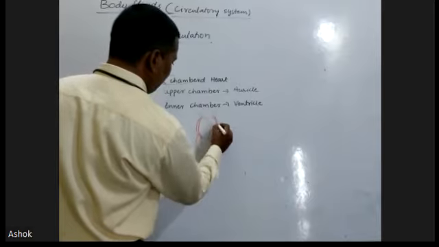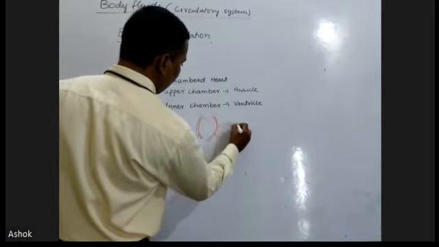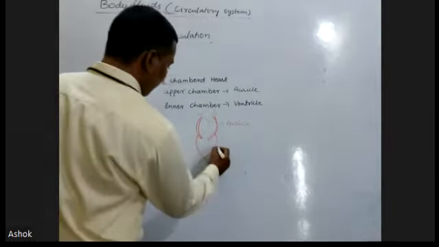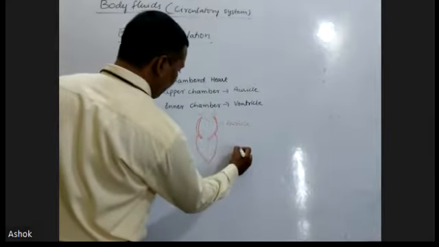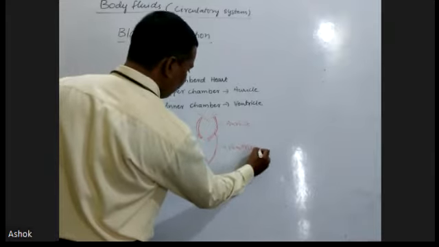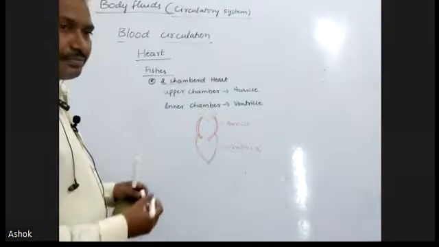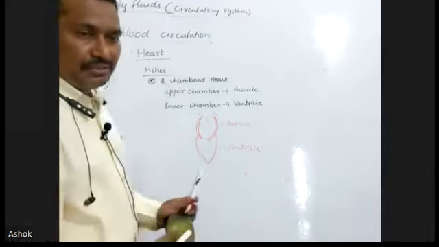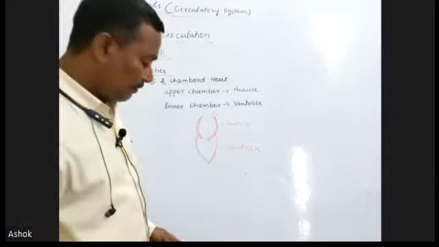These are the blood vessels. It's auricle or atria. Auricle or atria, both are the same. This is the ventricle. This is a two-chambered heart which is present in the fish.